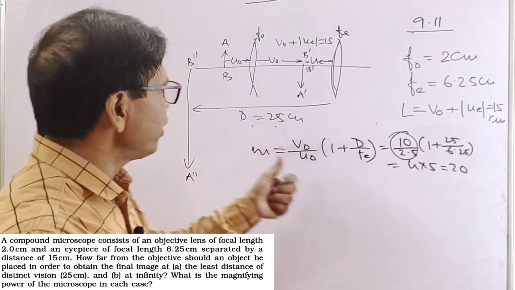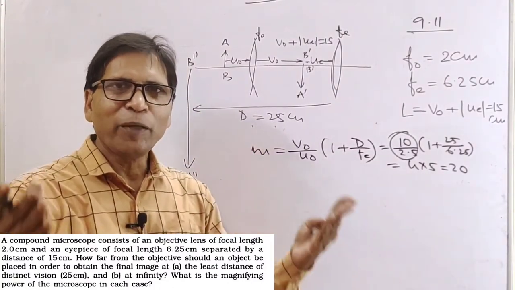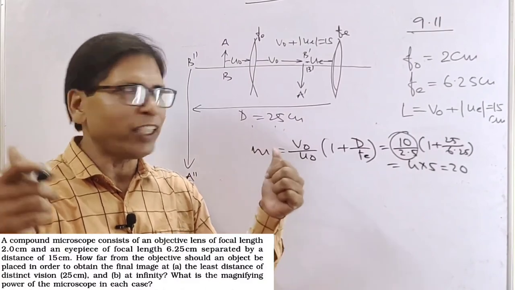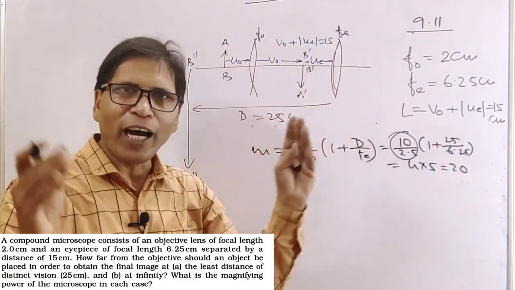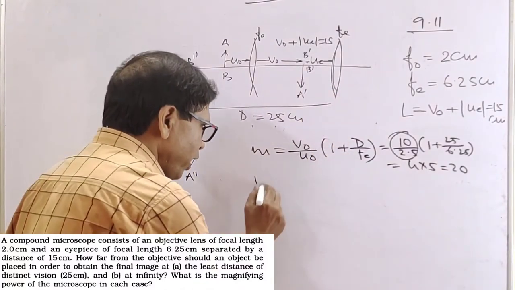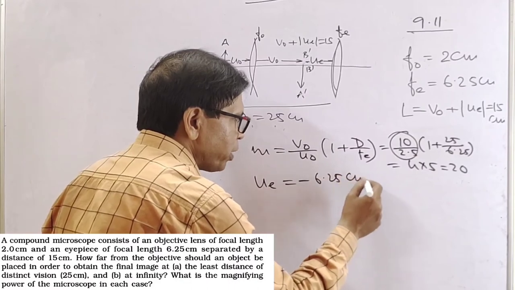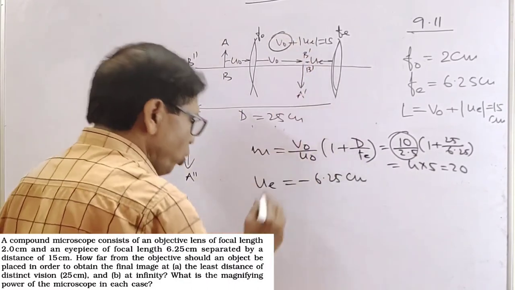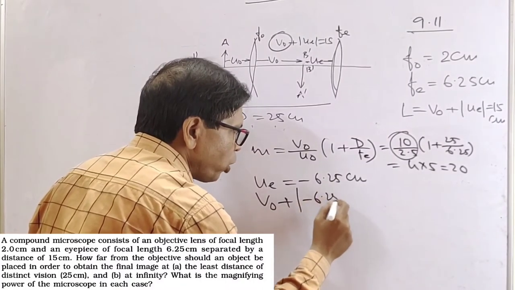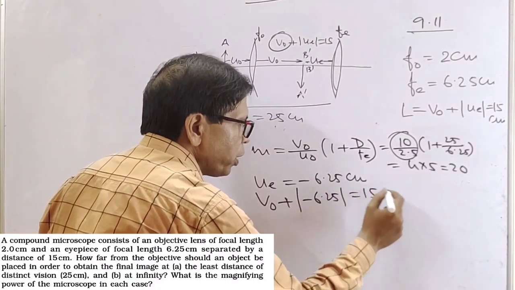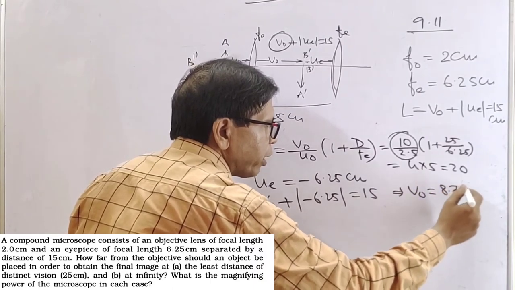In the second case, if the image is formed at infinity, then A'B' is at the focus of the eyepiece. So UE becomes minus 6.25 centimeter. So you can calculate VO. Now VO plus mod of minus 6.25 equals 15. Therefore VO equals 8.75.